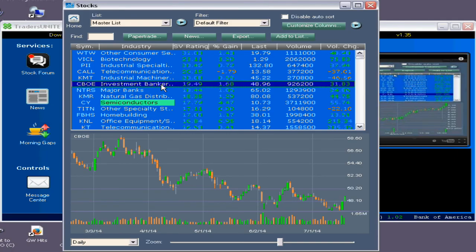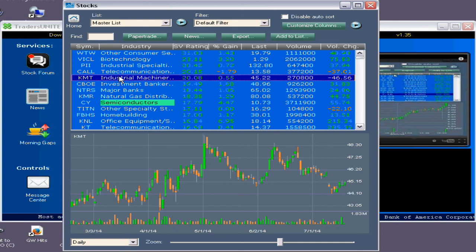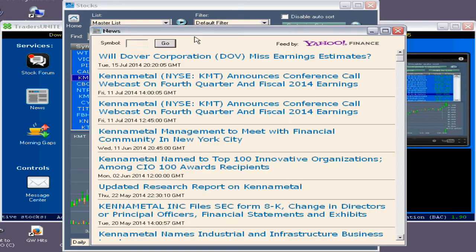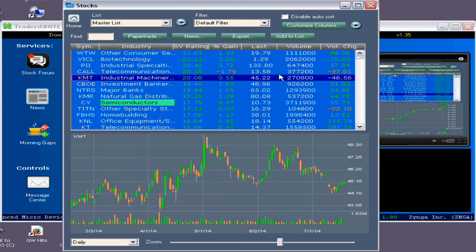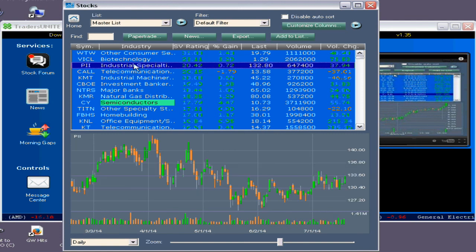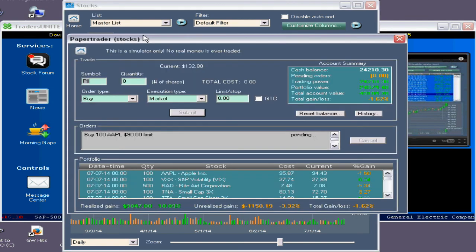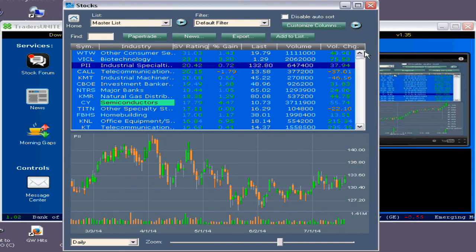If you want to see any news on the stock, you select it by clicking it once, and you click the news button. And there's all the current news stories for that stock. Now, if you want to trade it in the trade simulator, you'd click on the one you want and then click paper trade, and there's your trading simulator, and it fills in the symbol for you. Alright? Now, I'm going to cover these other features in a different video.